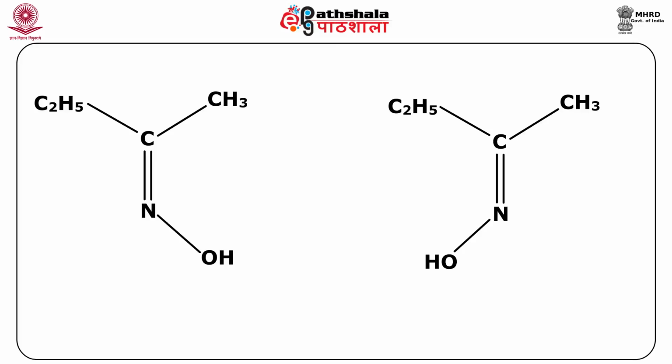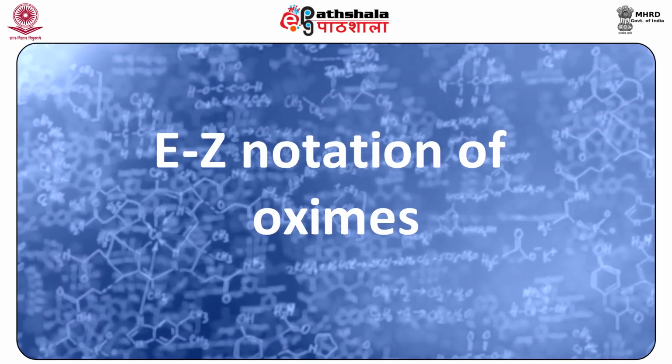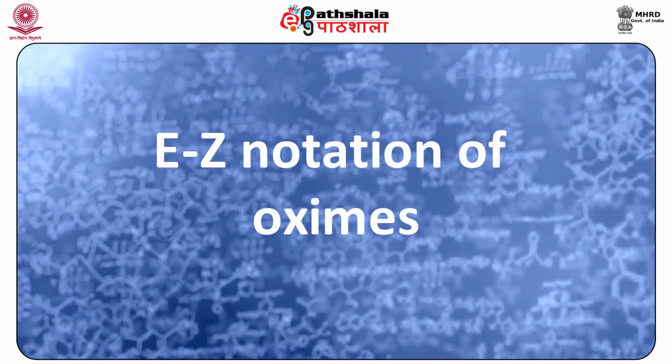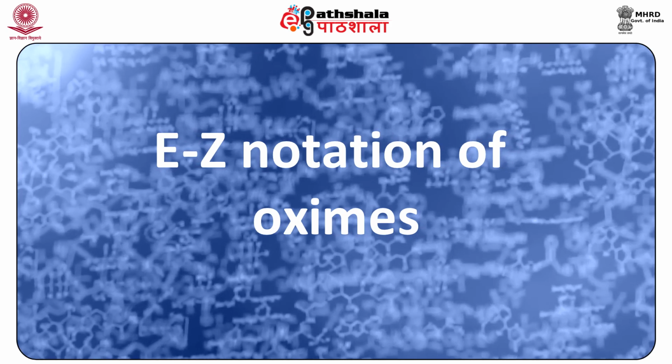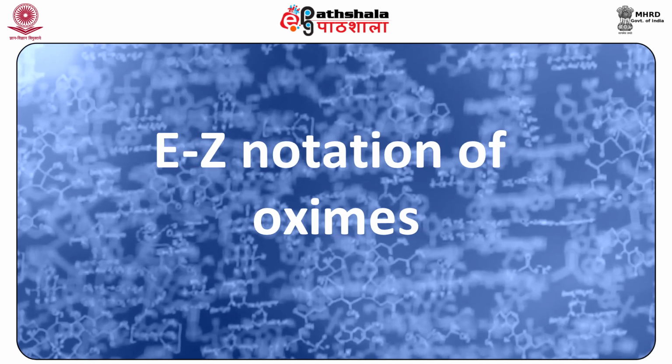But when we name it as anti-ethyl methyl ketoxime, then this means the ethyl and OH are anti. So, it is relative to what alkyl group is syn or anti to the OH, and correspondingly the name is given. Let us also try to understand how we give the EZ notation to these oximes.